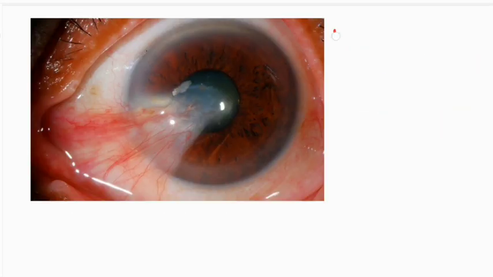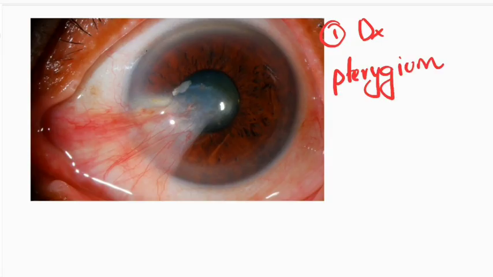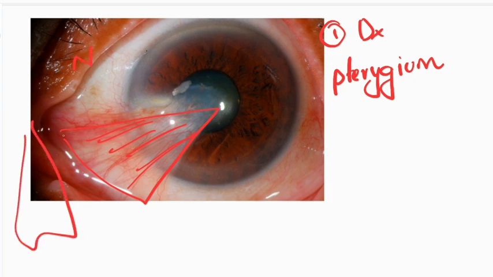Now first question, you identify what is the disease. What is your diagnosis here? Very good, it is pterygium. Okay, now pterygium, you can see it is a triangular fibrovascular growth of the conjunctiva that can extend into the cornea, and this happens on the nasal side. So here it's going to be the nose, right? So it usually occurs on the nasal side.